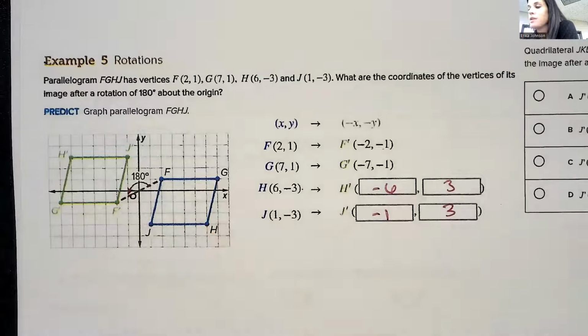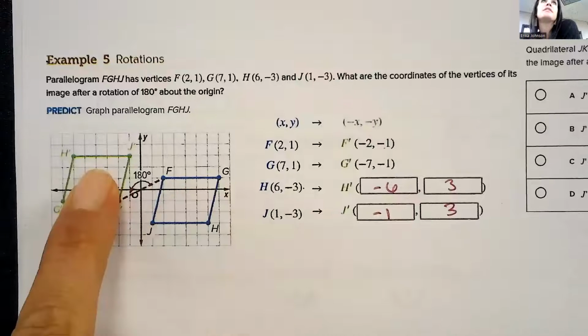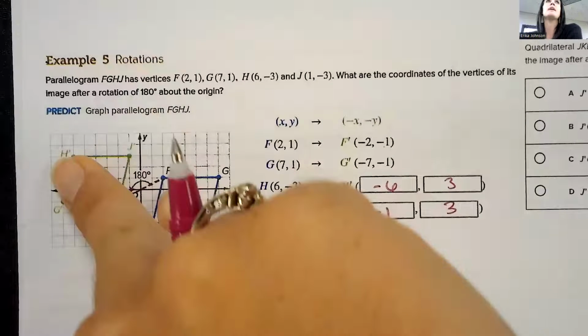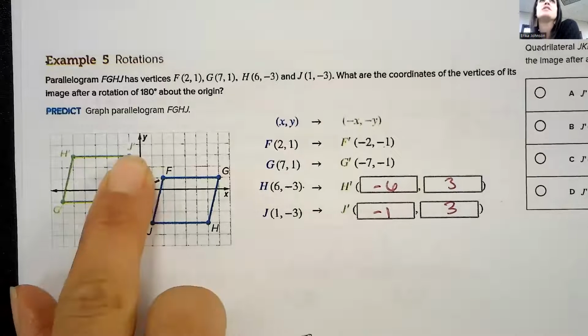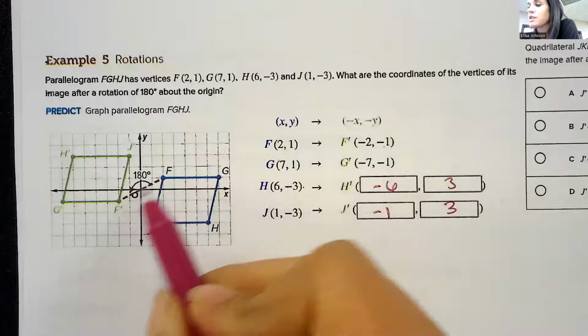Here is the picture shown to you. Already graphed. It started here, 180 degrees. We'll put it over here. Now notice that was turned. It's taken here and it's turned. So H is now up here. G is this direction. F is here and J is here. 180 degrees about the origin.